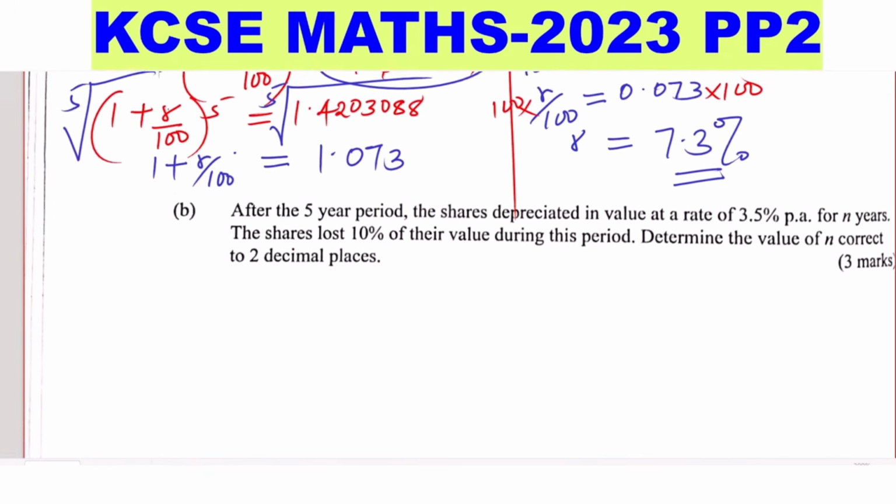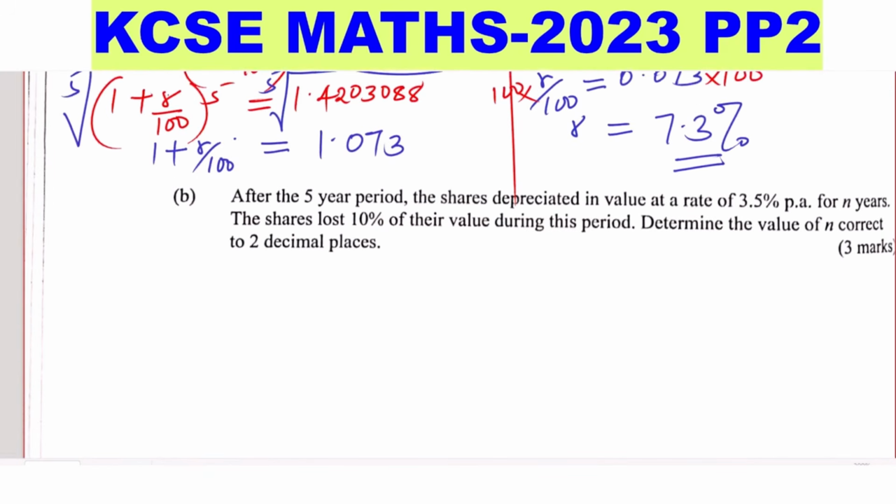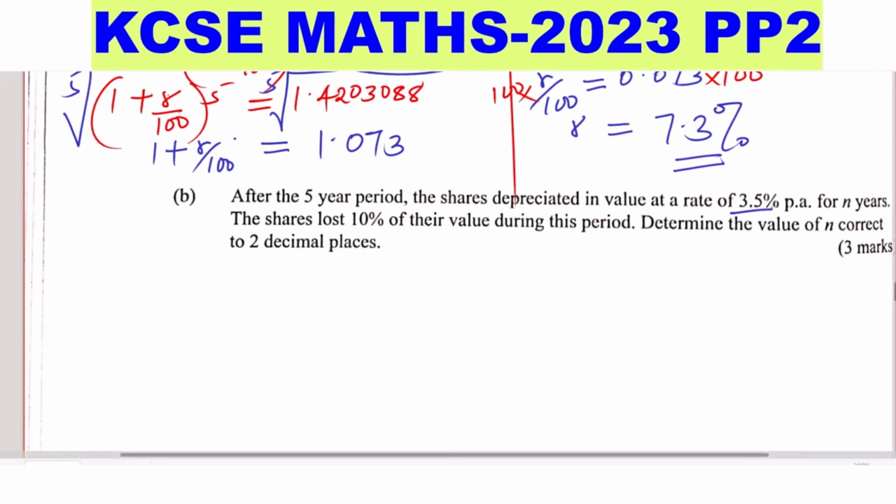Part B. After the 5th year period, the shares depreciated in value at the rate of 3.5% per annum for n years. The shares lost 10% of their value during this period. Determine the value of n correct to 2 decimal places. So now this one is about depreciation.